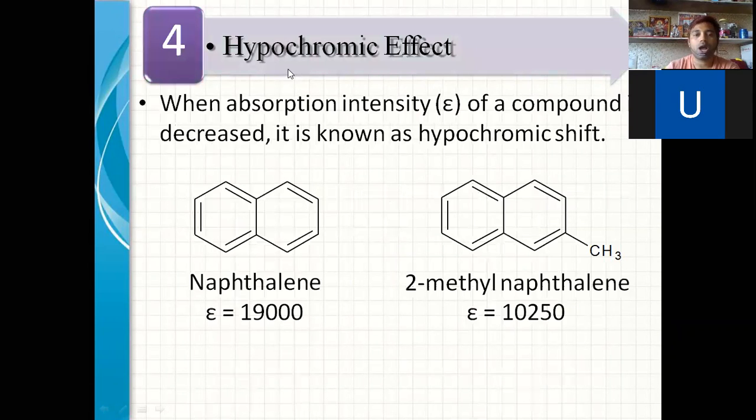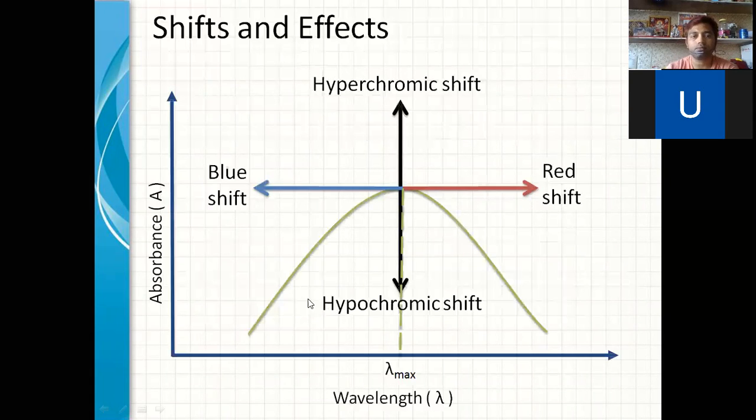Hypochromic effect: when the absorption intensity or molar extinction coefficient of a compound is decreased, it is known as hypochromic effect. See here, naphthalene's molar extinction coefficient is 19,000, but in 2-methyl naphthalene it is 10,250. This is blue shift, this is red shift, this is hyperchromic. If the molar extinction coefficient increases, it is known as hyperchromic shift, and if it decreases, it is known as hypochromic shift.